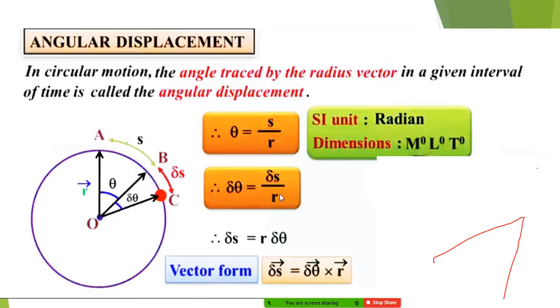Next, again take r from the left side. What we are getting is delta s equal to r delta theta. This equation is based on the magnitude; now the vector form equation.